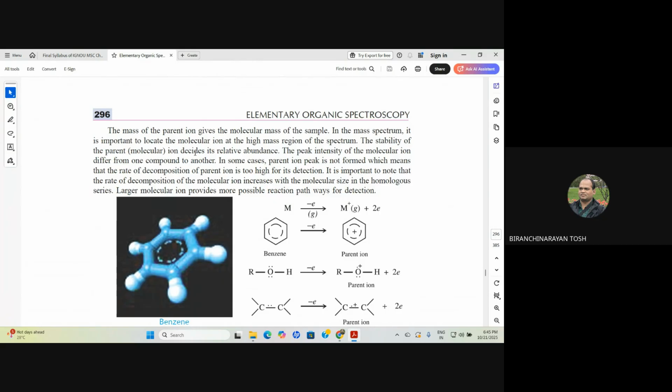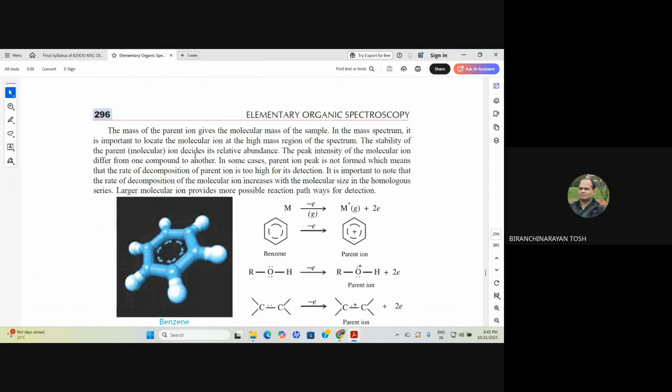Then the stability of the parent or molecular ion decides its relative abundance. As I told in the case of neopentane, the stability of the parent ion is very low, so its relative abundance is low, because breaking a carbon-carbon bond is easier than breaking a carbon-hydrogen bond.